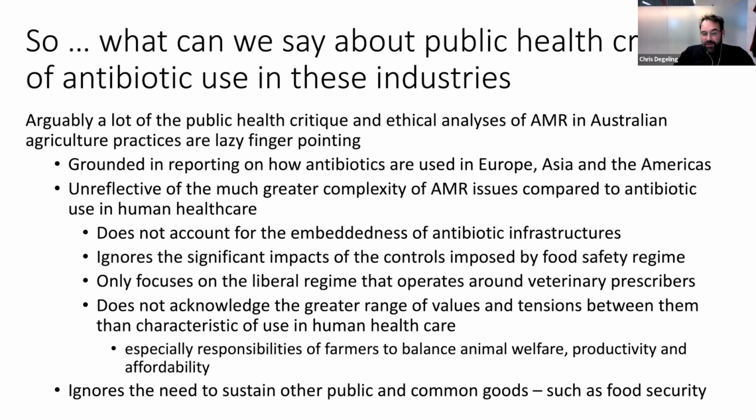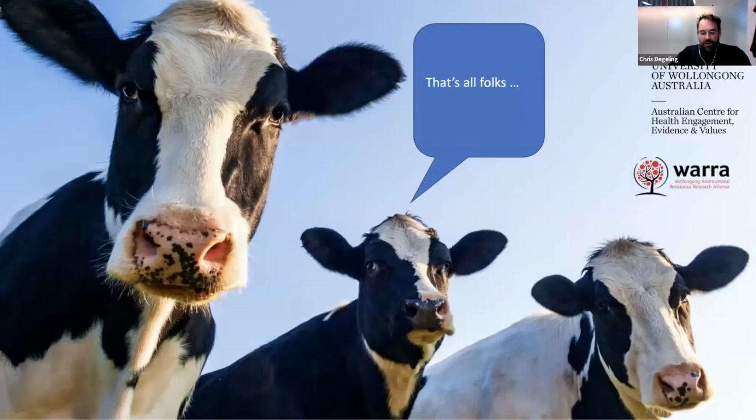And it doesn't necessarily acknowledge the greater range of values and tensions between the characteristics of use in agriculture and those in human healthcare, especially the responsibilities of farmers, who are trying to sustain a global common good of cheap, affordable food, versus human healthcare, which is trying to sustain the common good of access to effective antibiotics. So I think a much more careful consideration of these two things is probably necessary going forward. And I'll stop there.